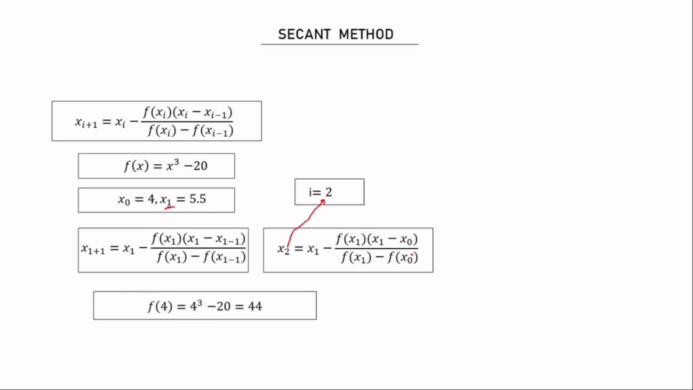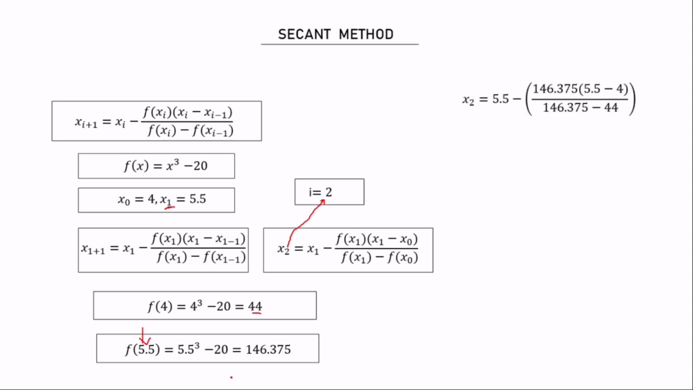Then let's take the function values. When you take the function value of x0, we get 44. When you take x1, you get 146.375. Then we just do substitution to find our x2. That means x1 is 5.5, minus 146.375 times x1 minus x0, that is 5.5 minus 4, all over 146.375 minus 44. At the end, our x2 gives us 3.3553.